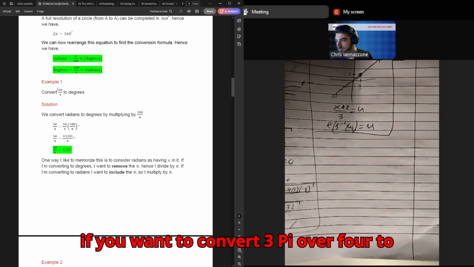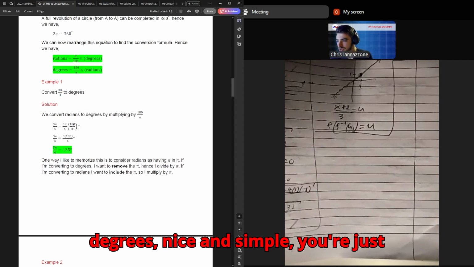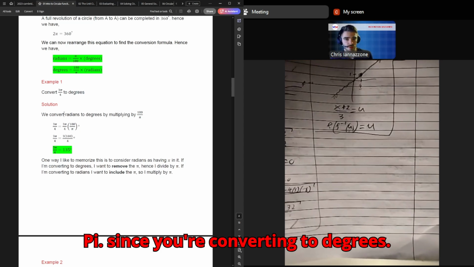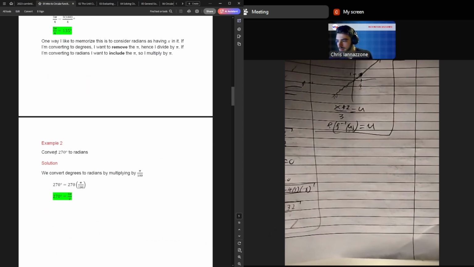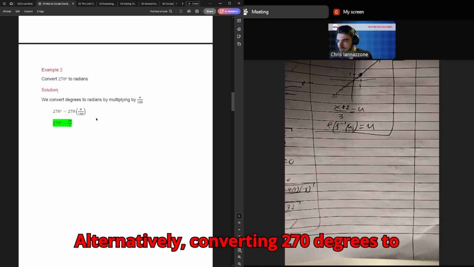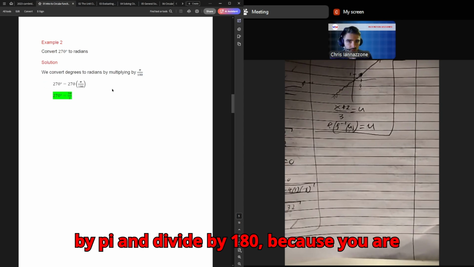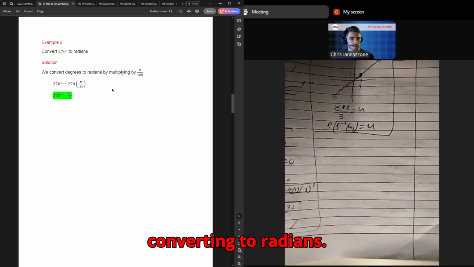So if you want to convert 3 pi over 4 to degrees, nice and simple, you're just going to multiply by 180 and divide by pi, since you're converting to degrees. Alternatively, converting 270 degrees to radians, well, you're going to multiply by pi and divide by 180, because you are converting to radians.